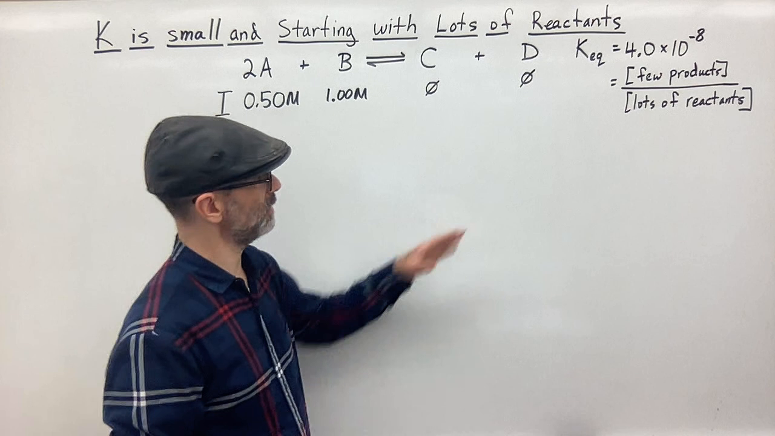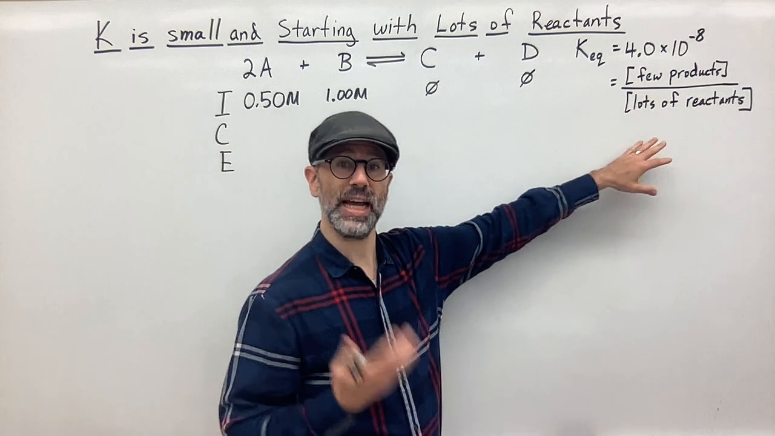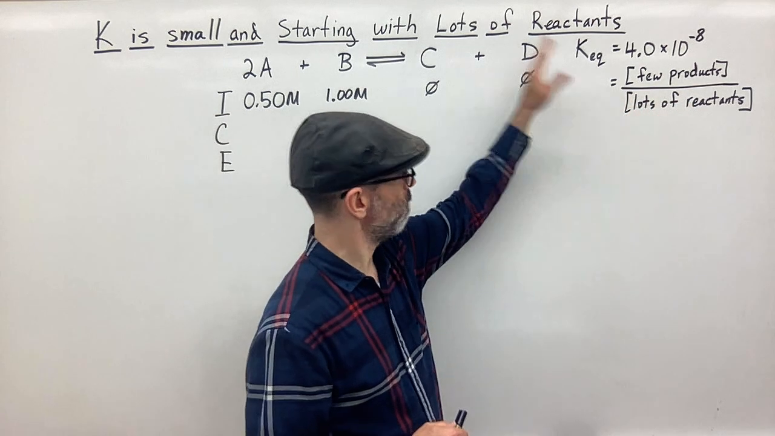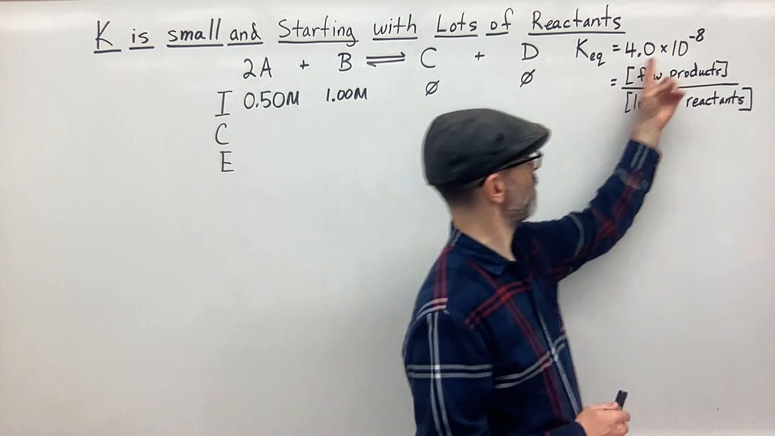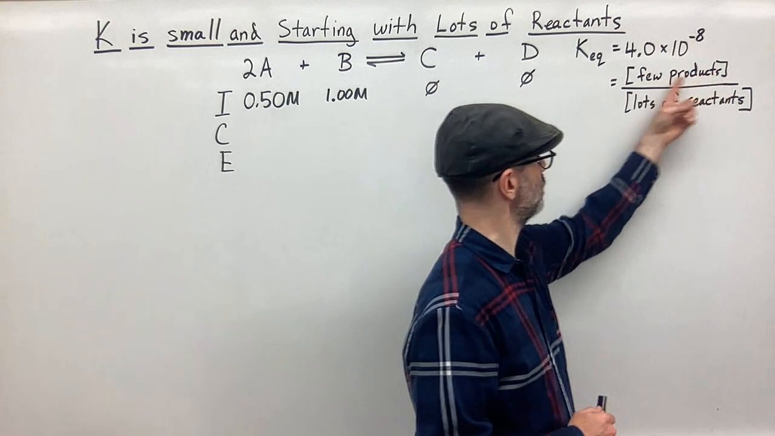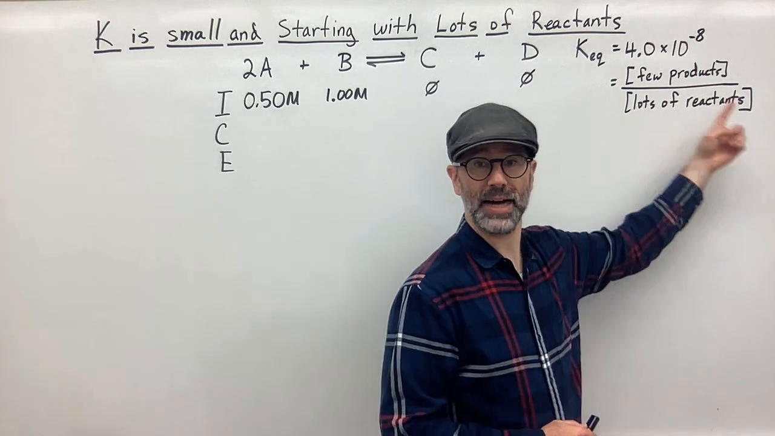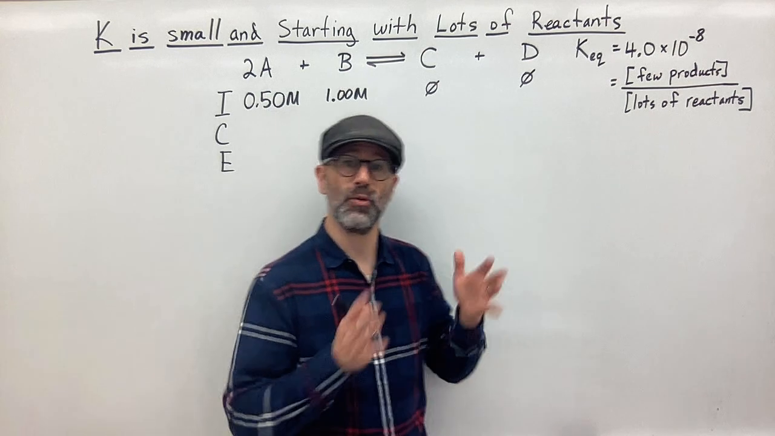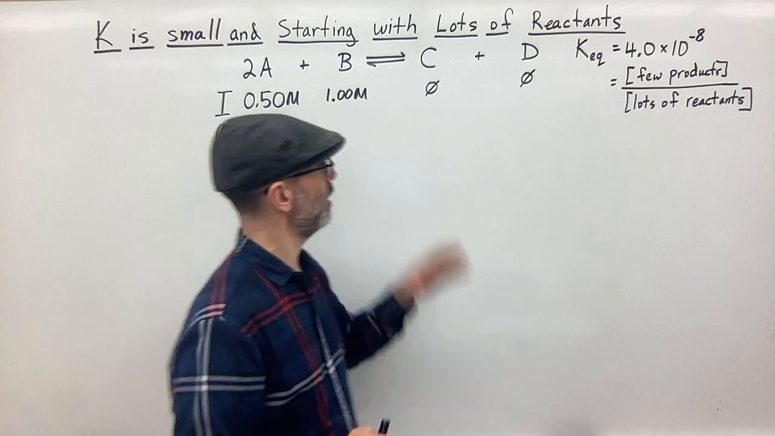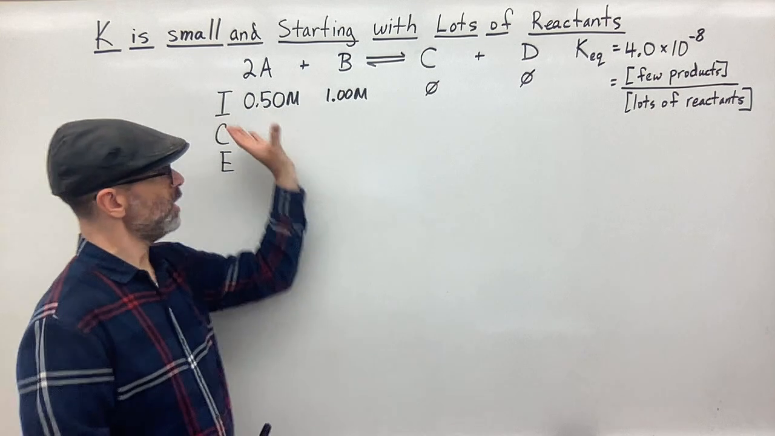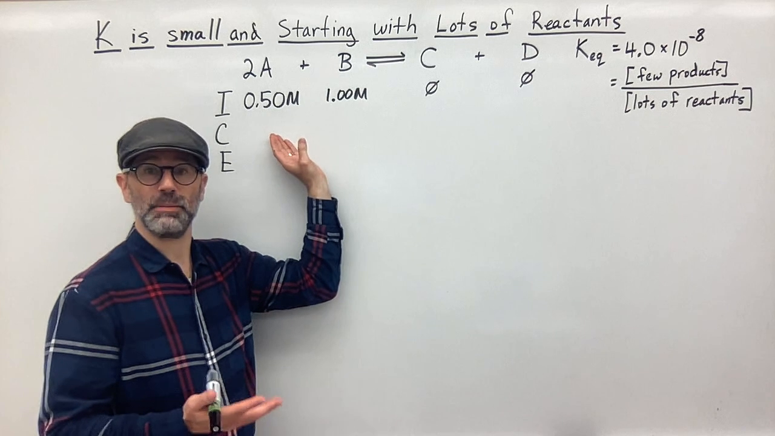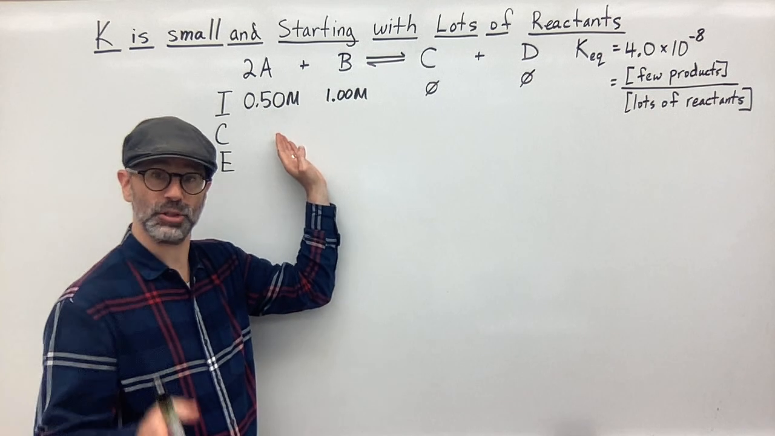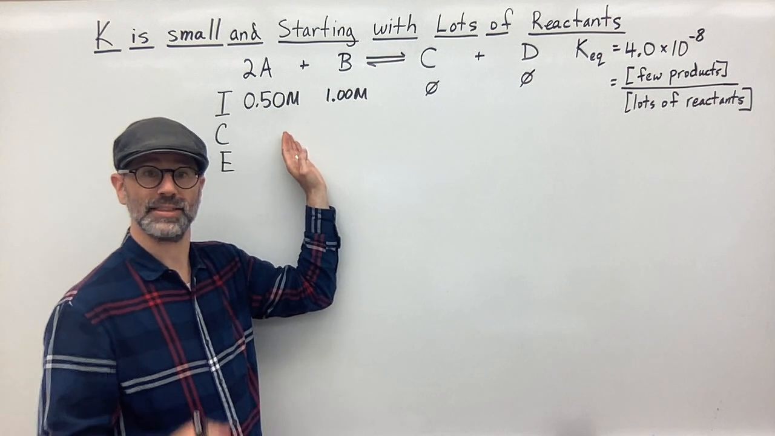And what that means is, again, we have to understand what this K value means. A very small K means you have very few products and a whole lot of reactants. And so the equilibrium is favoring the reactant side. Okay? So that's the first thing I need to keep in mind. My reaction equilibrium is favoring the reactant side.